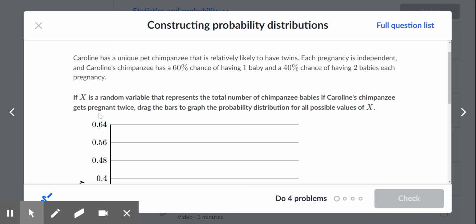So if the first time she gets pregnant she gives one baby, okay, that's a 60% chance of that happening. Then the second time she gets pregnant, she can give another baby, right? So she can have two babies if she gets pregnant twice. But she can also get four babies. So the minimum number of babies that she can get from two pregnancies is two, and the maximum number of babies that she can get from two pregnancies will be four.